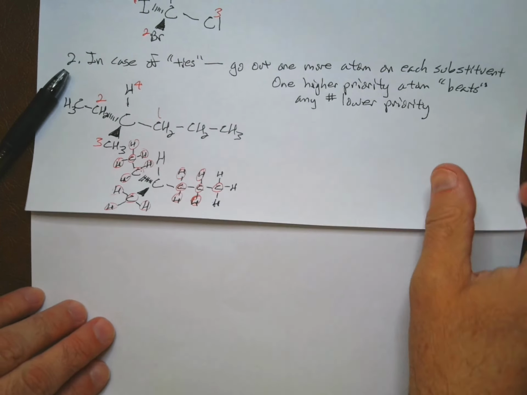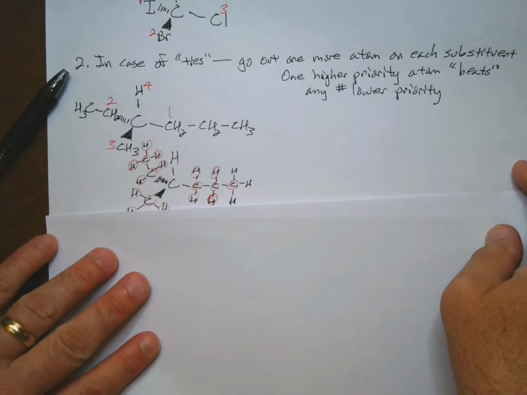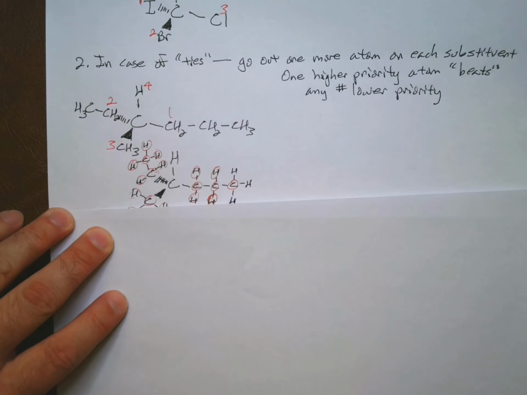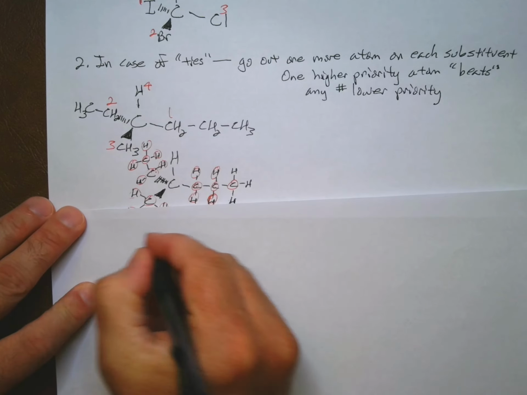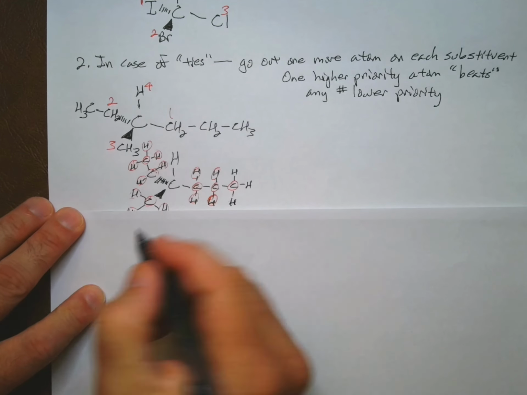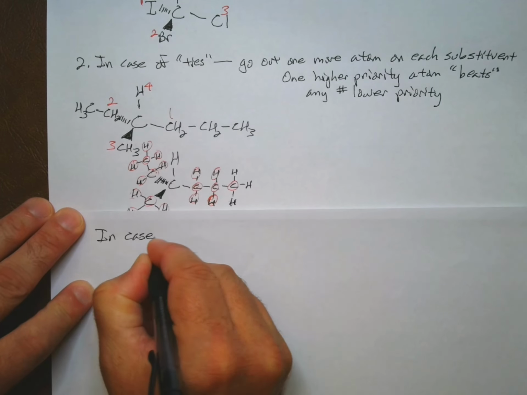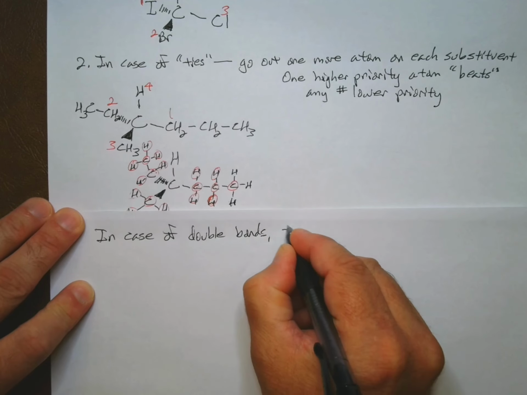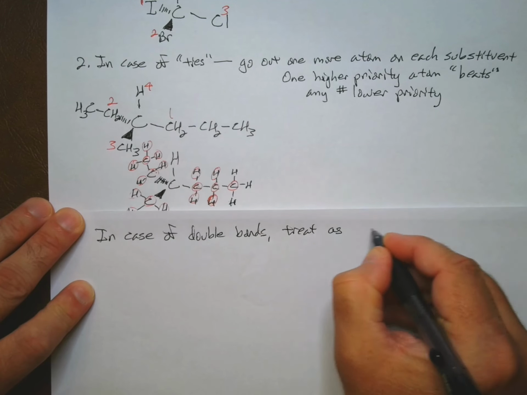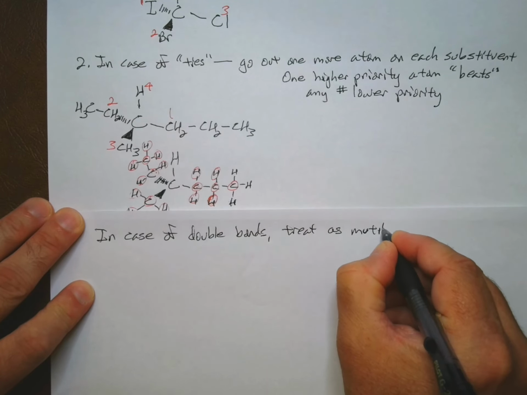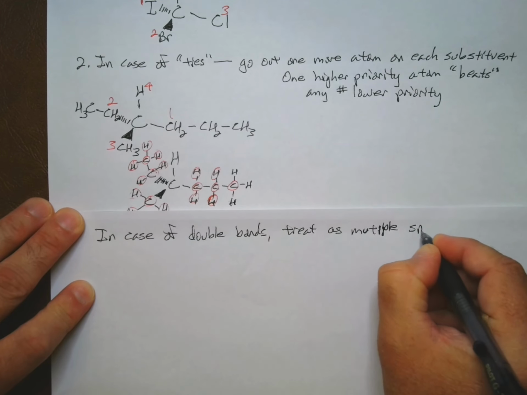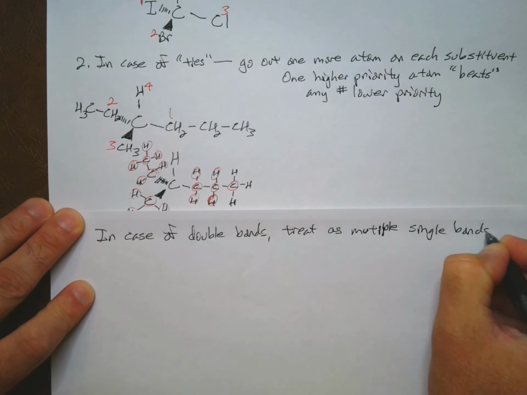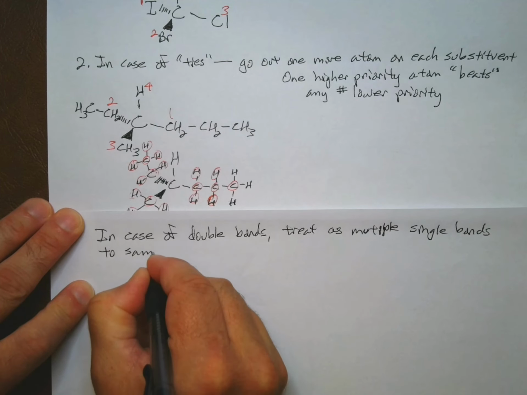Now, what happens if you have double bonds? If you have double bonds, you treat those double bonds as if they were bonded to the same atom. So let's write that out. In case of double bonds, treat as multiple single bonds to the same atom.